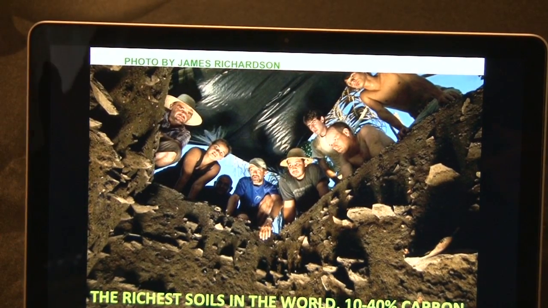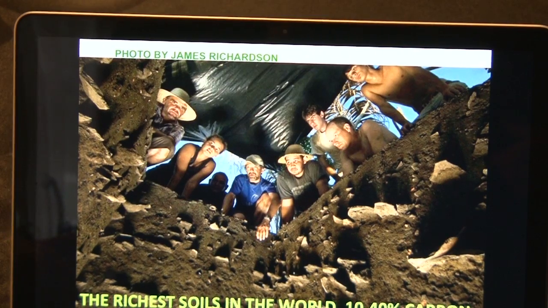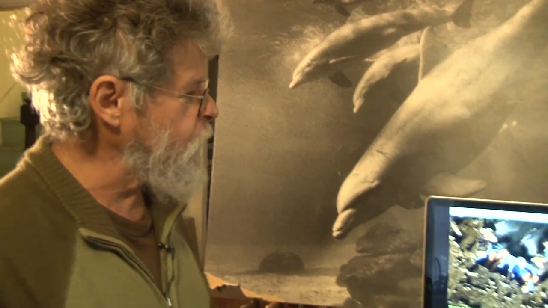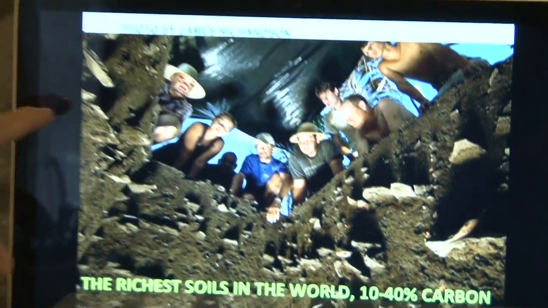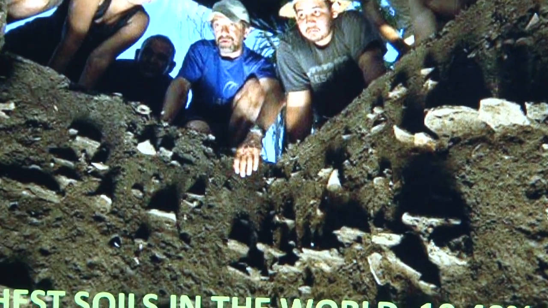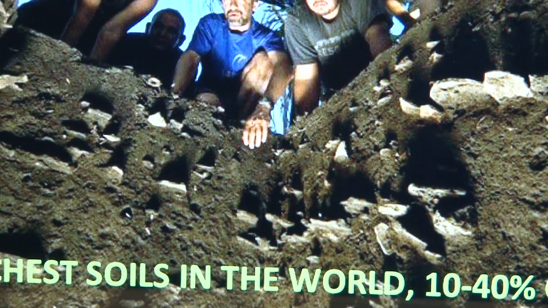So finally, I want to show a bit about terra preta, or biochar. This is not a new technology. It was developed by the Amazonian Indians maybe 5,000 years ago, maybe even 10,000 years ago. We don't really know. But they made the richest soils in the world, these black earths that line the banks of the Amazon River, that are 10 to 40% carbon by weight.